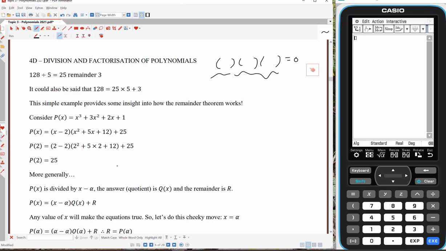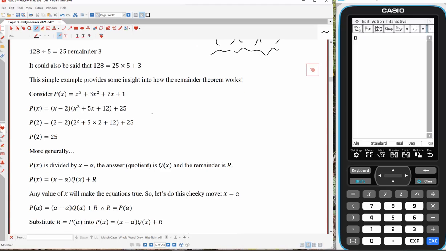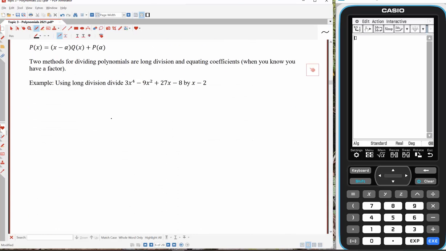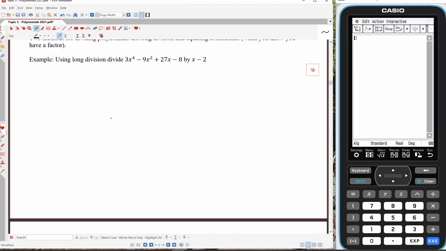So the notes go on to introduce the remainder theorem, and I didn't really go through this in class. This is a little bit of an explanation of how it works if you're interested. We're going to go straight in and use the process. Alright, so using long division divide this by this.